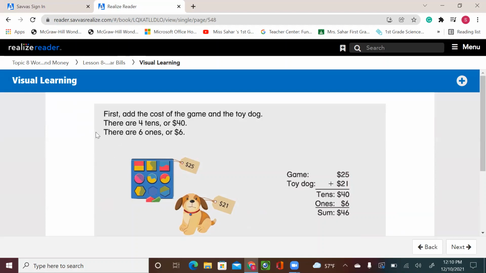All right, so Tammy has a $100 bill. She buys the game and the toy dog. And we have the cost of each. The cost of the game, $25, and the cost of the toy dog, $21. So what are we adding? We're adding the value or the cost of the 2 items that she purchased. So we add 25 plus 21. We add the tens together and we add the ones, and we know now the total is 46, right?